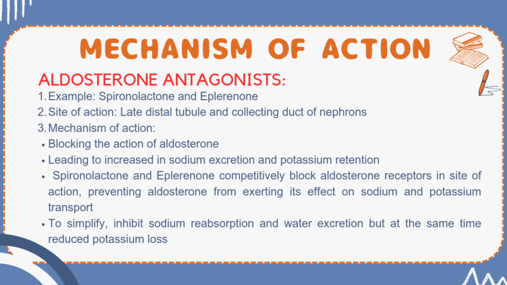Spironolactone and eplerenone competitively block the aldosterone receptor in the distal tubule and collecting duct, preventing aldosterone from exerting its effect on sodium and potassium transport, meaning that they inhibit the reabsorption of sodium and water, and thus reduce potassium loss.